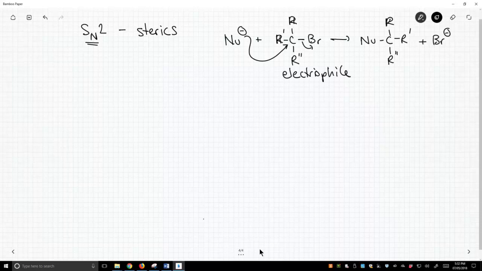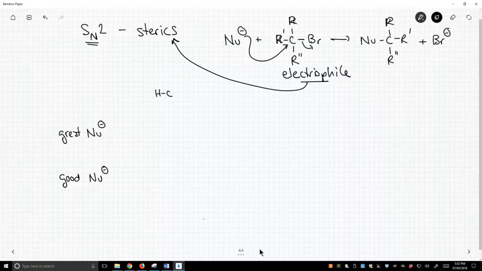And it's all about sterics around the electrophile. So what are these R groups? Let's look at our great nucleophiles, our best nucleophiles, and then we have our good nucleophiles. And let's make a little table here, and let's look at what if we have just a methyl halide, say methyl bromide. Great nucleophiles will always do an SN2 on a methyl halide. The good nucleophiles will also.